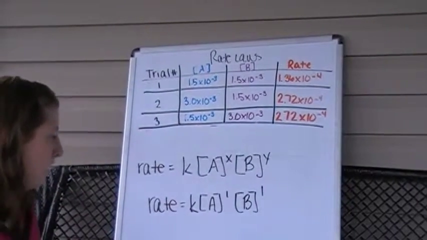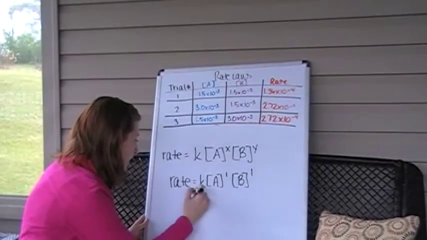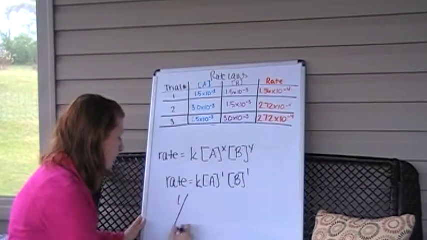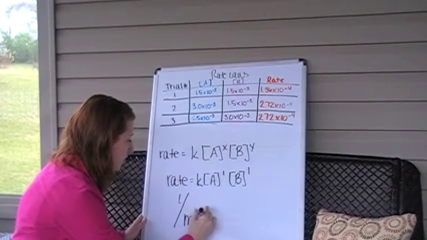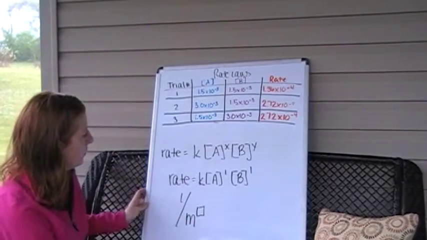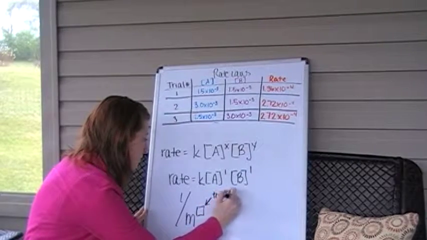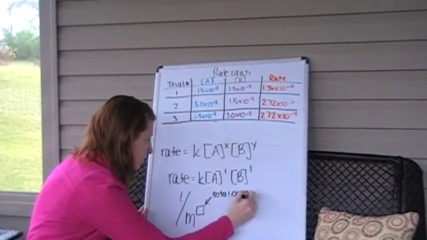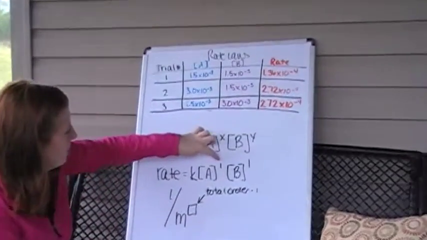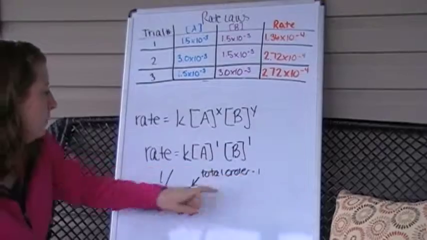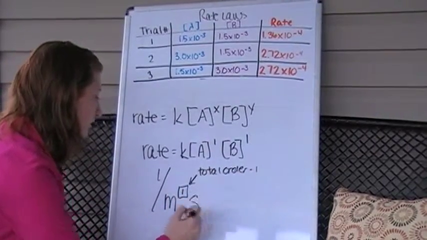also 1. And then to find your K, K is the rate law constant, you take 1 divided by molarity to the power of the total order minus 1, which in this case, 1 plus 1 would be 2. So the total order is 2 minus 1 would equal 1, and then times seconds.